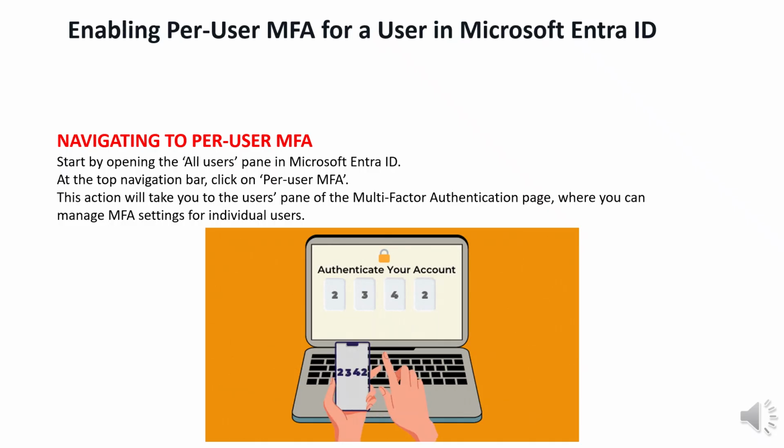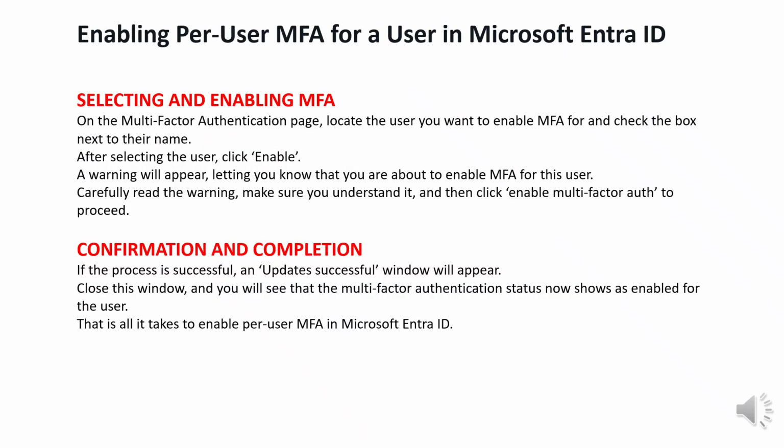Selecting and enabling MFA. On the multi-factor authentication page, locate the user you want to enable MFA for and check the box next to their name. After selecting the user, click Enable. A warning will appear, letting you know that you are about to enable MFA for this user. Carefully read the warning, make sure you understand it, and then click Enable Multi-Factor Auth to proceed.